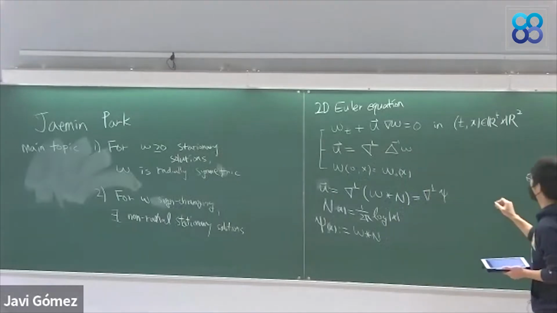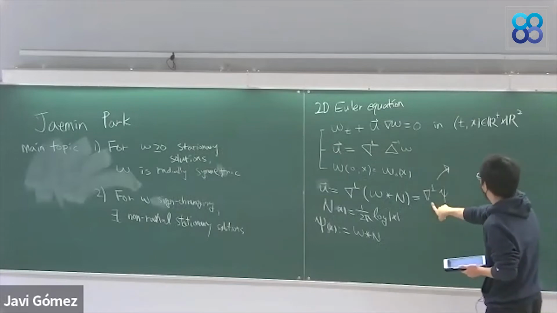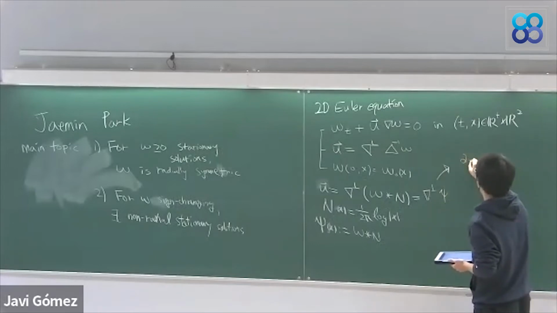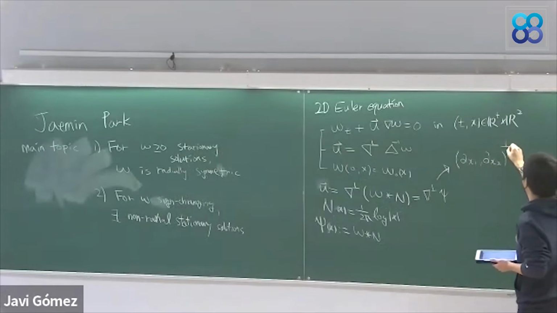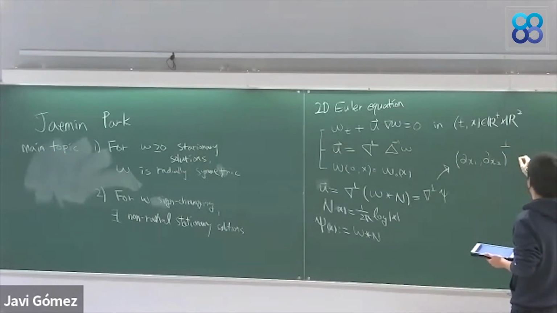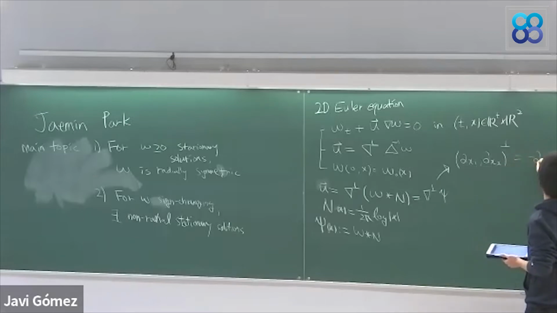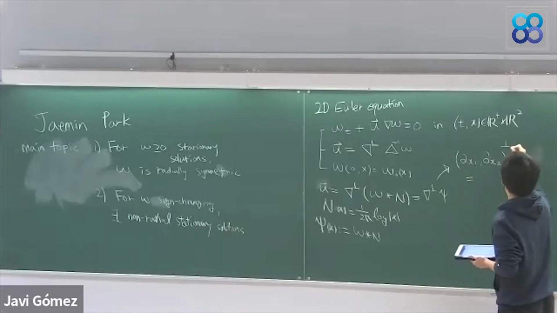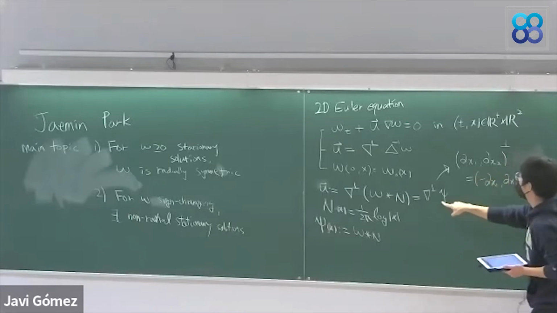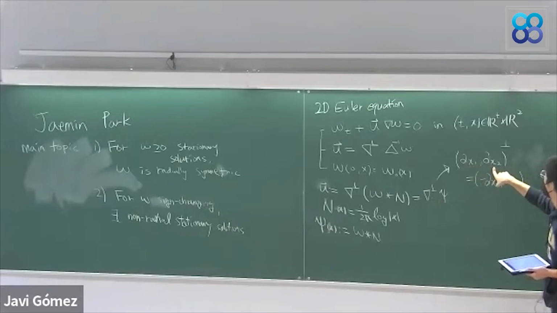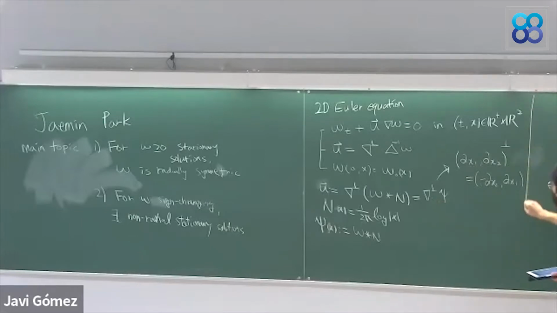Just in case, we recall that the gradient curve means we take the gradient, which gives you a vector, and then we rotate 90 degrees counterclockwise. Okay. Any questions? Okay, so all good.